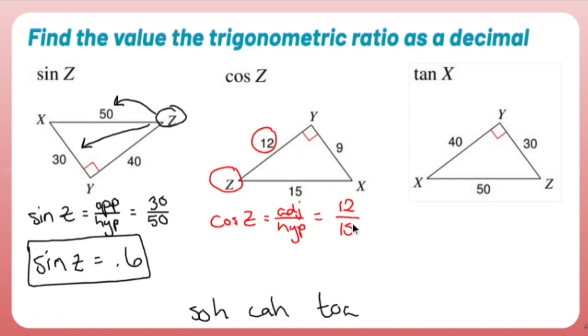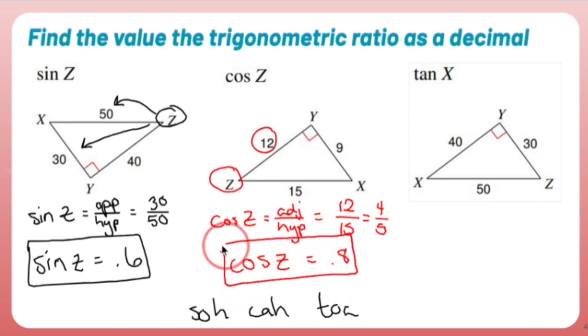Now, 12 over 15, this fraction is not near as friendly as this, but if I notice that both of these are divisible by 3, that becomes 4 over 5. And I know 4 over 5 is the decimal 0.8. So cos z is going to be 0.8.